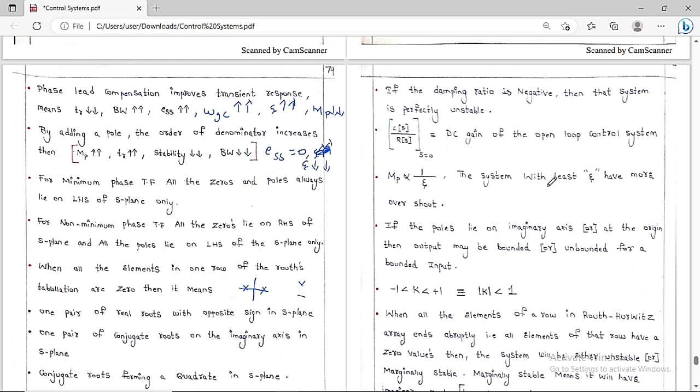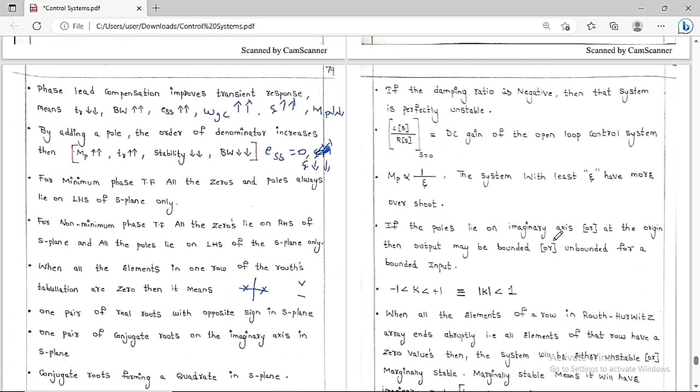So you can say, whenever you are taking the open loop transfer function and s is equal to 0, then we are going to get the DC gain of the open loop control system. But if you take the closed loop control system and s is equal to 0, we are going to get the DC gain of the closed loop control system. So finally I can say, if you are taking the open loop transfer function and s is equal to 0, we get the DC gain of the open loop control system. But if you take the closed loop transfer function and s is equal to 0, we get the DC gain of the closed loop control system.